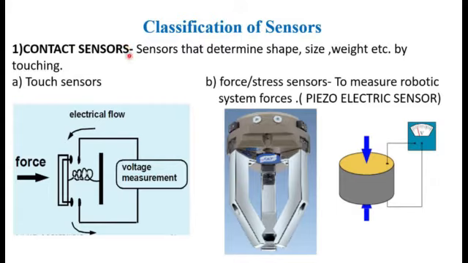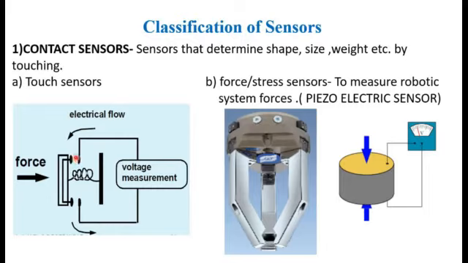The first type of sensor is contact sensors. These are sensors that determine the size, shape, weight, etc. by touching. So these contact sensors sense the input data by touching or physical contact. These are the touch sensors, and this is the application of these touch sensors, where a force is applied here and this will come in contact with these two.